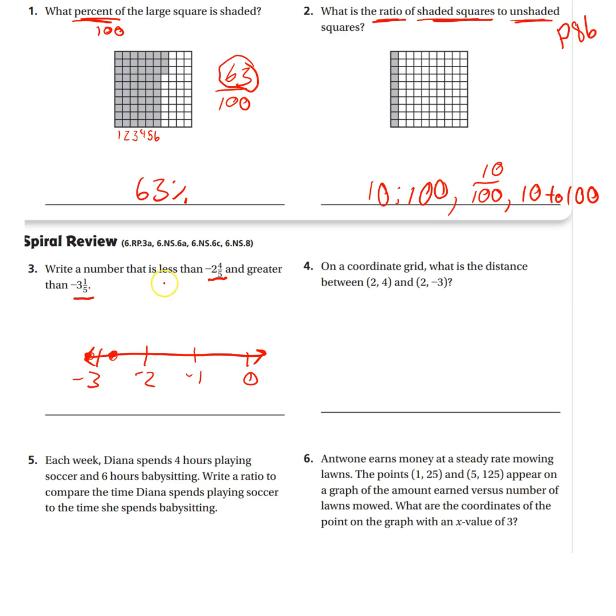So I need to write a number that is less than negative 2 4/5. So from here left, and greater than negative 3 1/5, so from here forward. So something in between these two numbers. Well, this is kind of nice because look what I've put right in between, this negative 3. So that can be my answer.